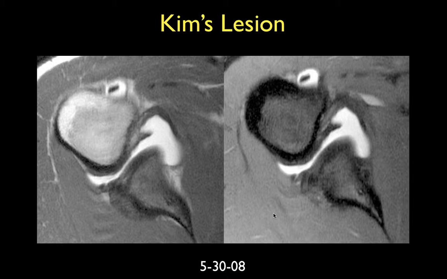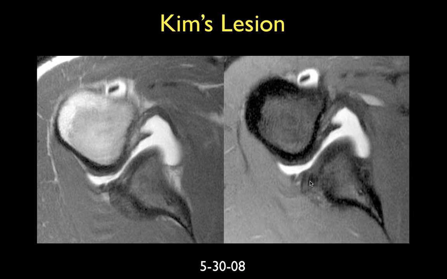I see. Okay, here are the axials. On the axials, again, there's abnormal high signal within the posterior labrum. And then I see maybe a portion of the labrum extending posteriorly. This is a very subtle lesion, and it's called a Kim lesion. This is due to chronic repetitive trauma. Probably, again, this is a weightlifter.